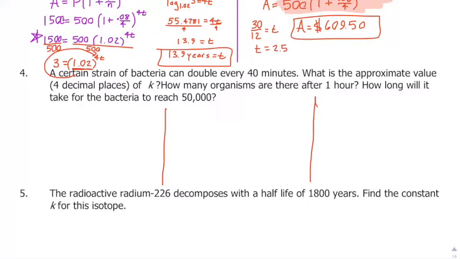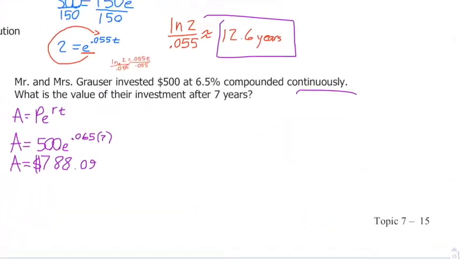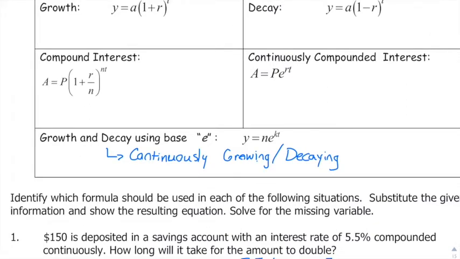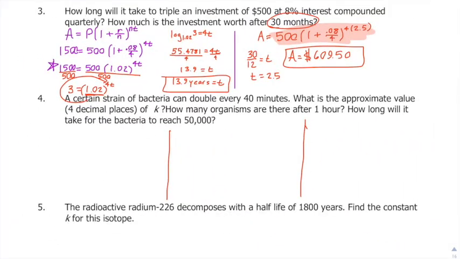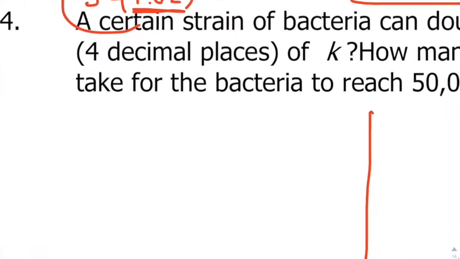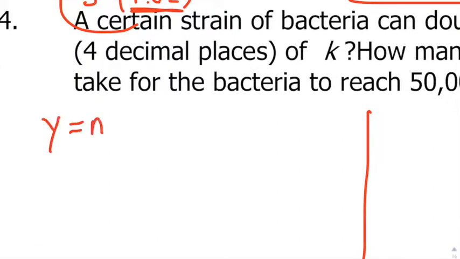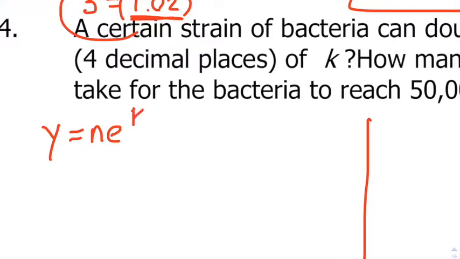So the big idea here at the beginning is we need to figure out the rate at which this thing is either growing or decaying. I'm assuming it's growing here because it's doubling every 40 minutes. So we're going to go back and use this continuous growth equation: y equals N e raised to k times t. So we're trying to find k, the growth constant, is usually what they call it.